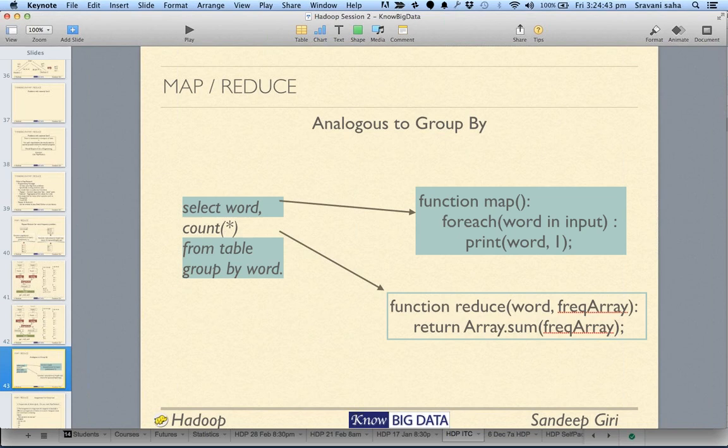So it's analogous to group by, as I said, right? Does everybody get it, or is there a doubt? I put different colors into different ones. The one which is darker is map. So this is analogous. It's an analogy.